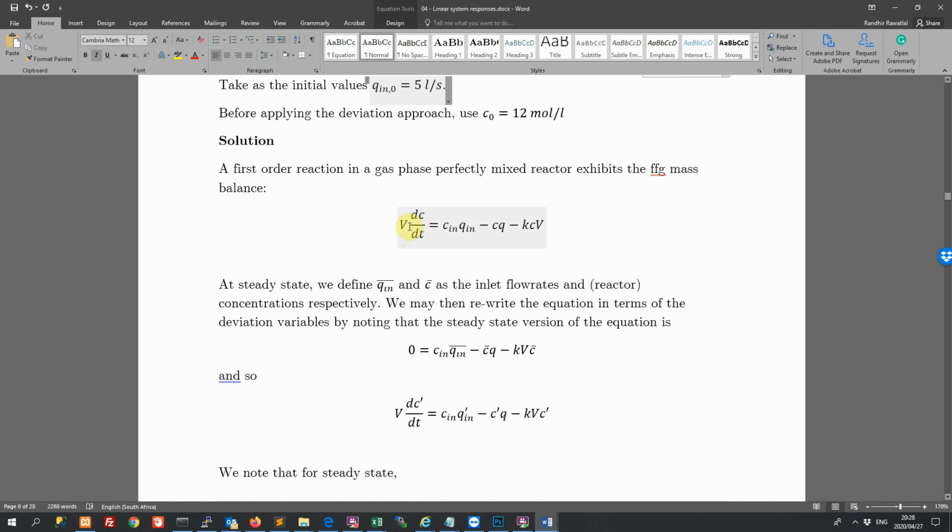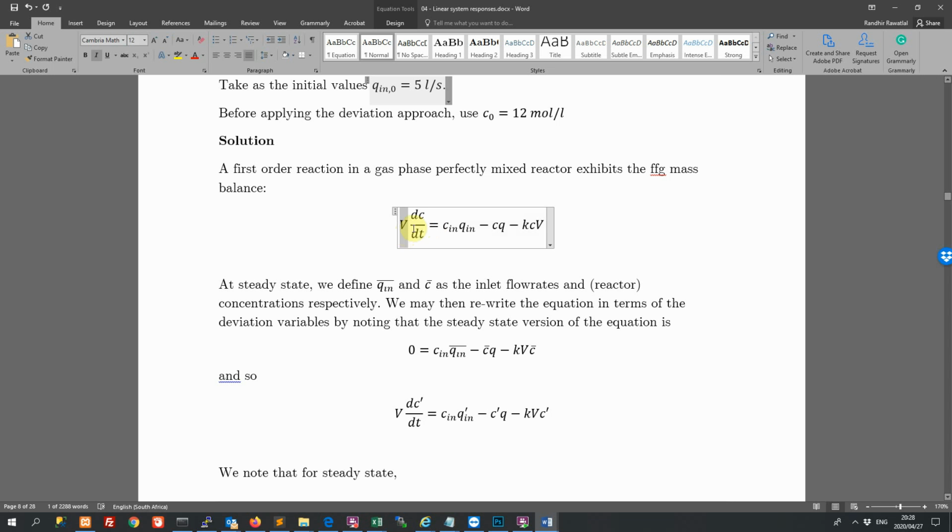So assuming that the volume is constant, so for example, it's a gas phase reactor, or it's an overflow liquid phase reactor. So the volume is staying constant, so we don't have to worry about when we differentiate that we have a dV dt, right?